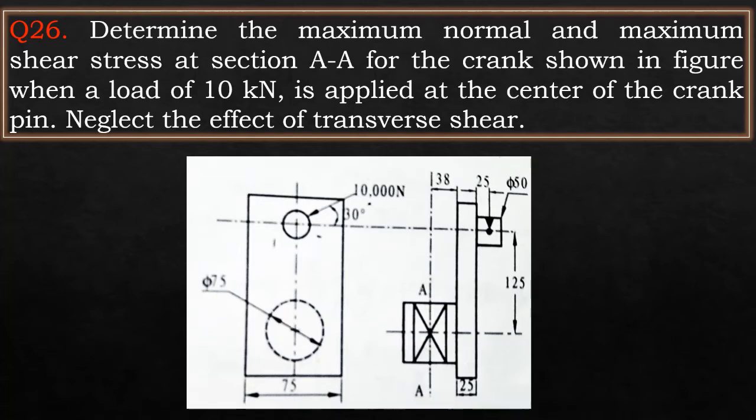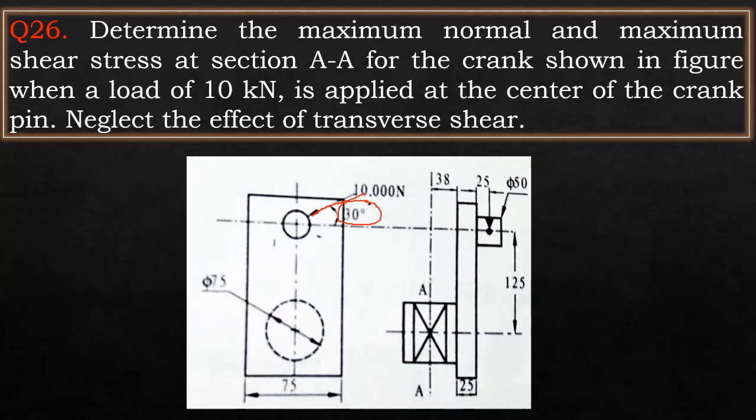Let us analyze one more example of a crank subjected to inclined load. At this time, the crank is subjected to a load which is inclined at 30 degrees with respect to horizontal. Let us now analyze how exactly the stresses are distributed in this structure. So in this numerical, we need to determine the maximum normal and maximum shear stress at section AA.